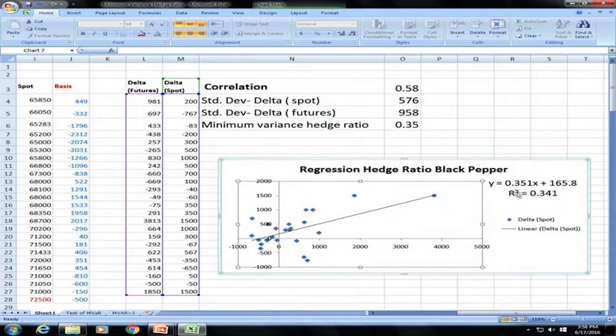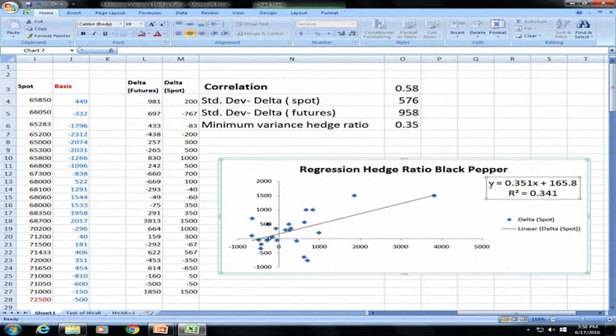And when we add a trend line to the scatter plot, what we get to see here is y equals 0.351x plus 165.8. So x is your delta futures, y is your delta spot, and this 0.35 is your minimum variance hedge ratio. That is, the coefficient of beta is the minimum variance hedge ratio.